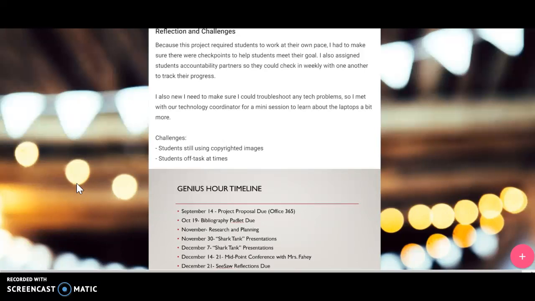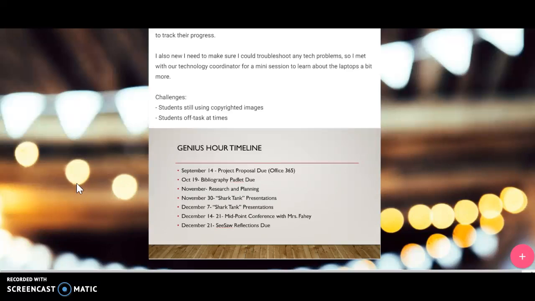And then I also implemented this timeline project so that way they knew when everything was due. And with this chunking with the timeline, even the lower motivated students were able to do it. Overall, I recommend Genius Hour projects, and I can't wait to get started with part 2.